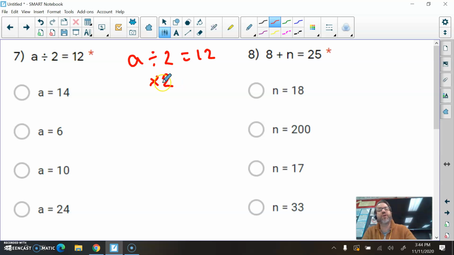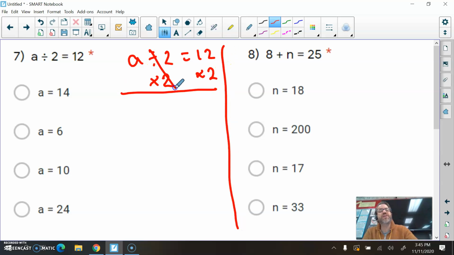But if I do that, multiplying by 2 on the left side of the equal sign, I also have to do it on the right side of the equal sign. So these cancel out. A is by itself, and it equals 12 times 2, which is 24. Is that one of my answer choices? Yes, it is. So there's my answer for number 7. I'll do one more problem, and then we'll end this video, and we'll do the rest of the problems, numbers 9 through 15 in another video.